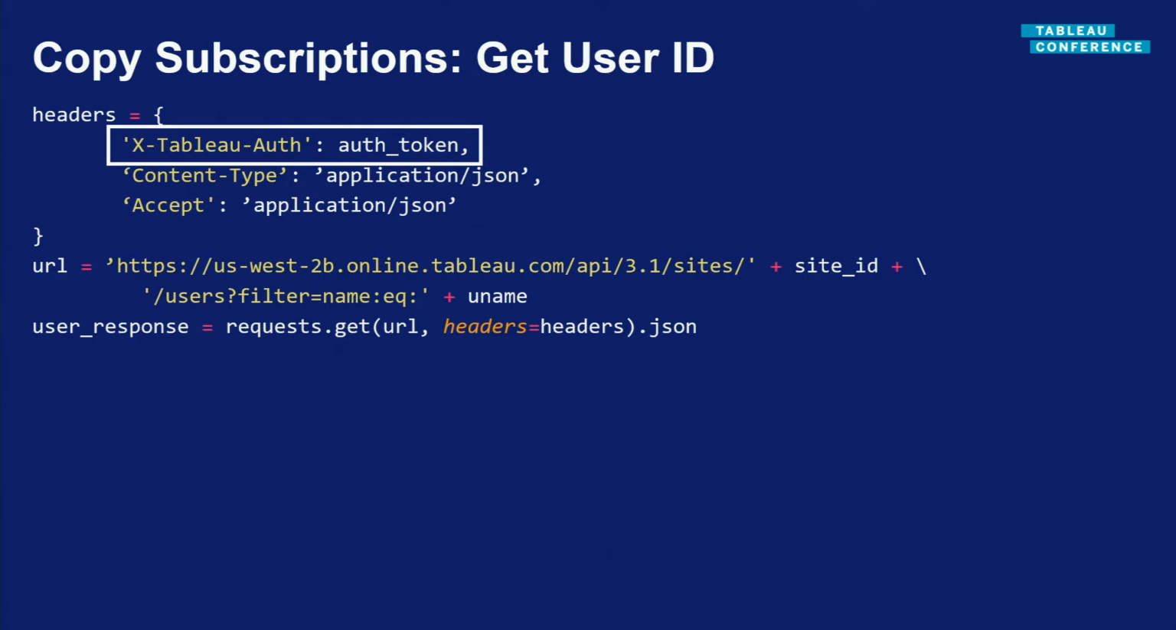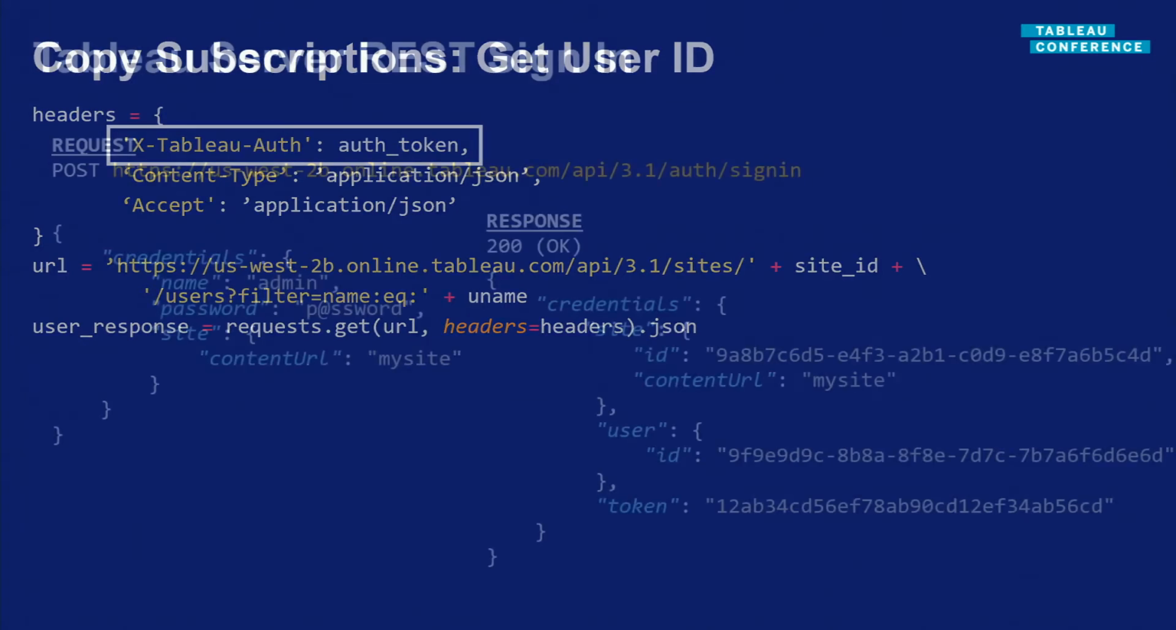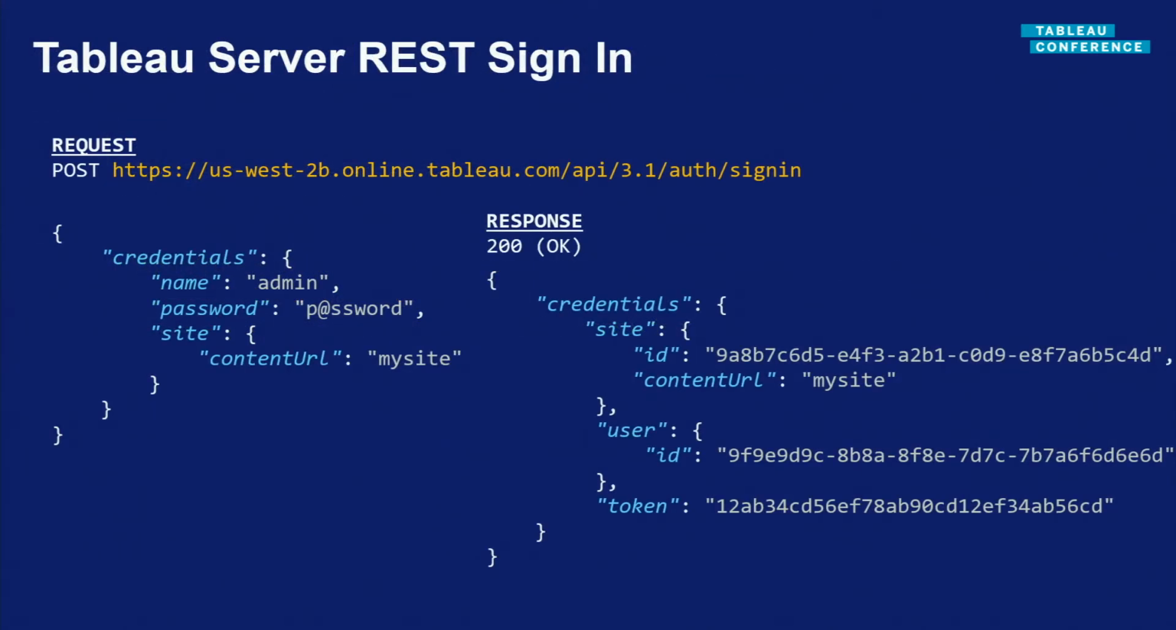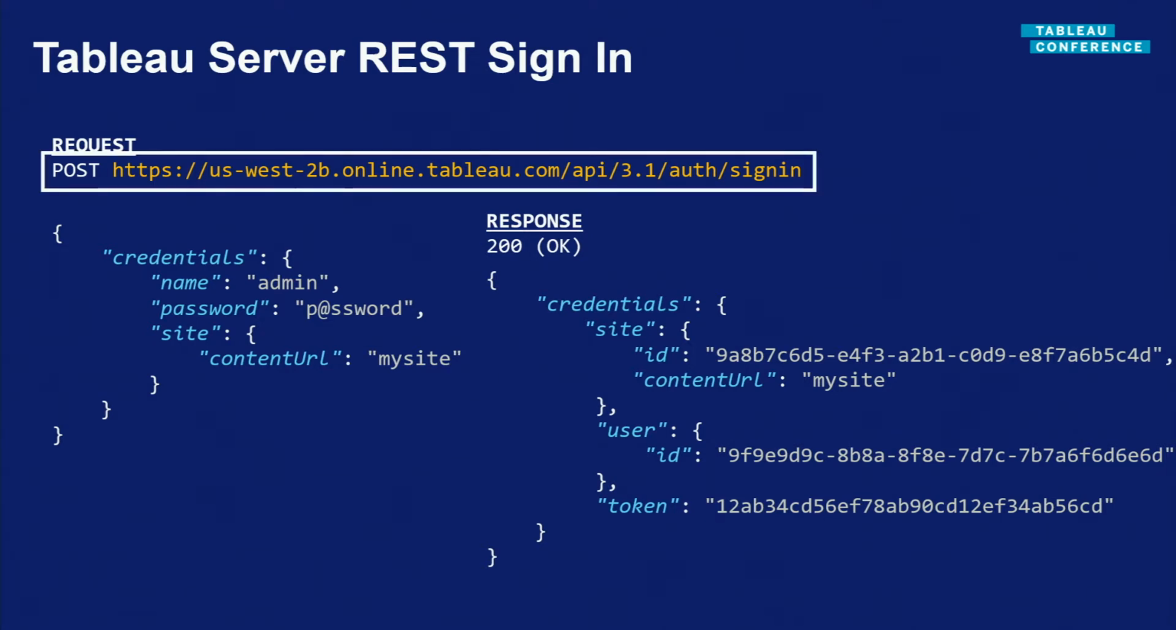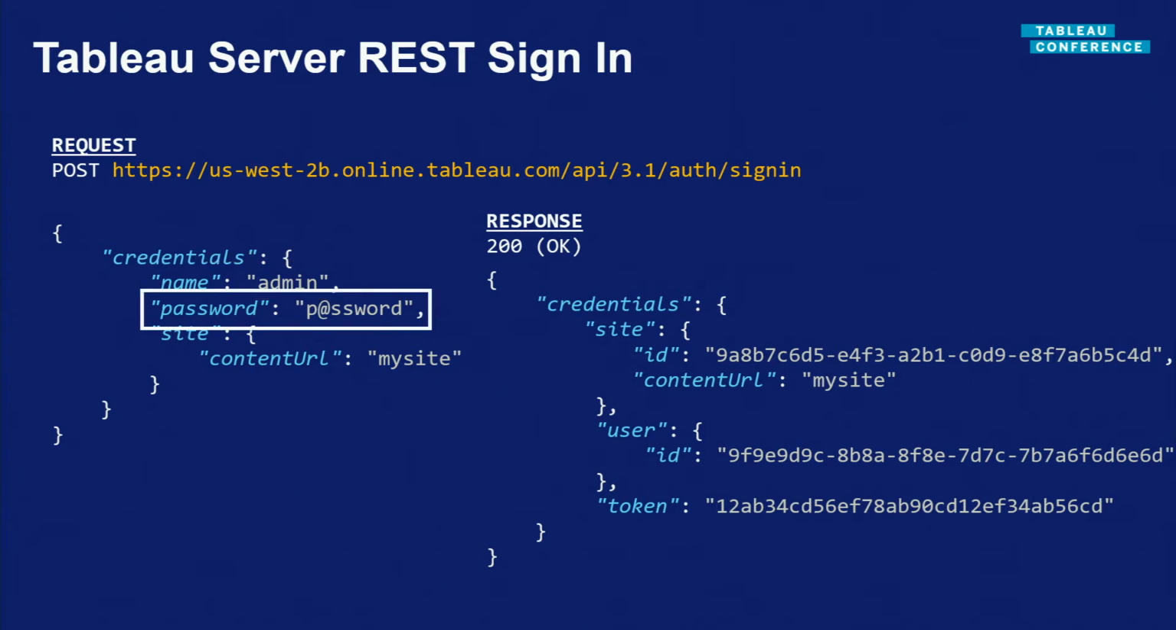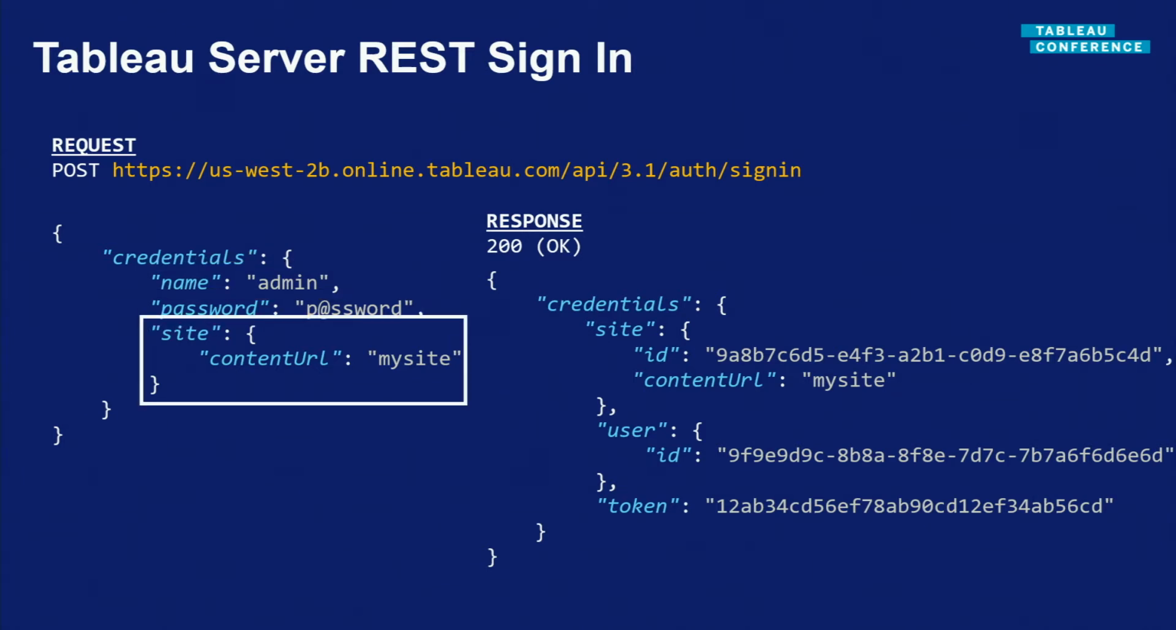Well, we've got to look into the Tableau Server sign-in process to understand that better. Now, Tableau Server requires that all REST calls contain an authentication token. In order to get this, we need to make a sign-in call to the REST API. We're going to make a post to the sign-in endpoint. We're going to use the request payload on the left, which you'll see contains the username, the password, and the site URL. And as I mentioned earlier, this is the name of your site as it appears in the browser URL when you log in.